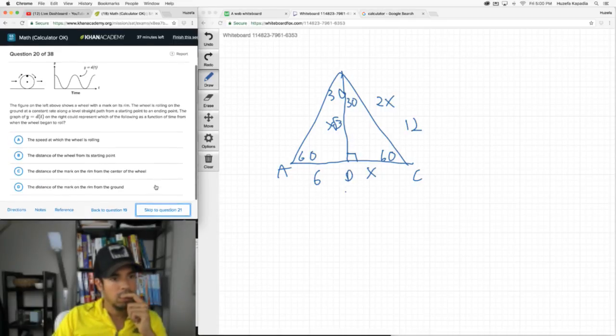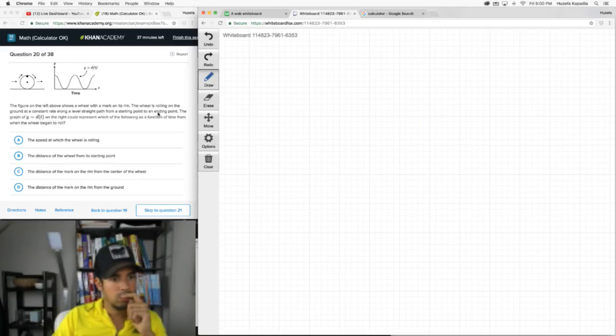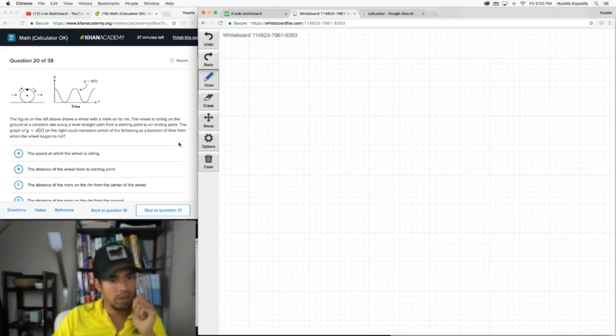All right, next question. The figure above on the left shows a wheel with a mark on its rim. The wheel is rolling on the ground at a constant rate along a straight path from a starting point to an ending point, right? The graph of y equals d(t) on the right could represent which of the following as a function of time from when the wheel began to roll.